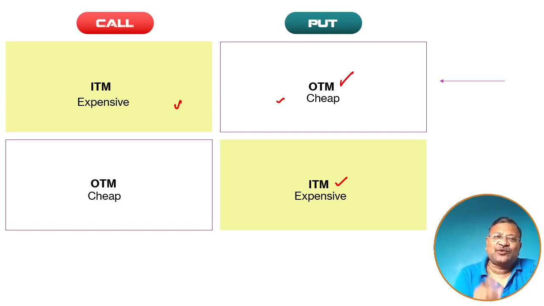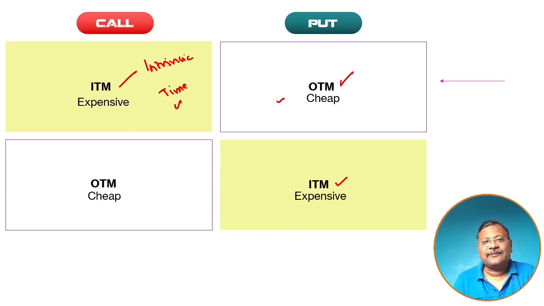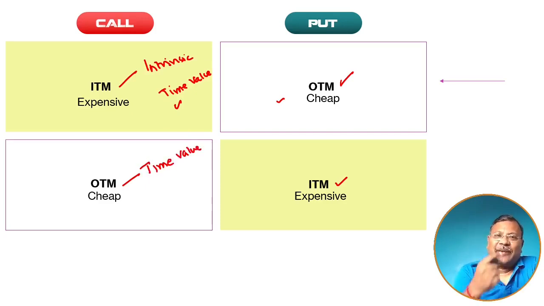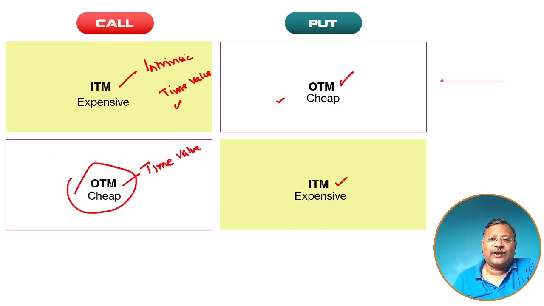Now, one of the things that you would know about options is that when the option is in the money, it will be expensive, because an in the money option will have both intrinsic value and time value. Whereas an out of the money option will be cheaper as compared to an ITM option, because an OTM option only has time value. It has no intrinsic value. If I were a buyer, then given a choice, I would rather prefer to trade in OTM, because it is cheaper to trade in an OTM option rather than trading in the money option.